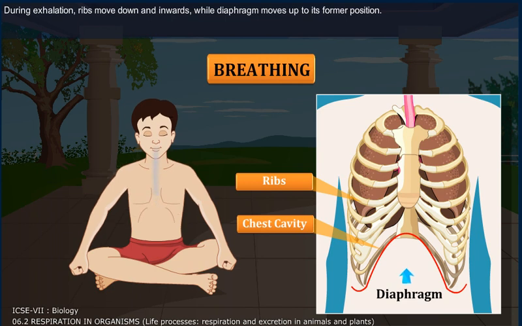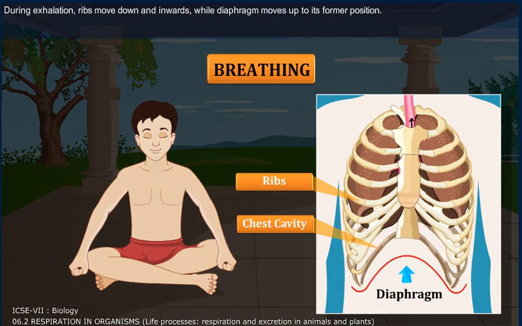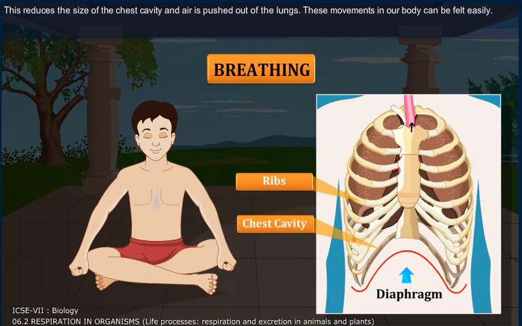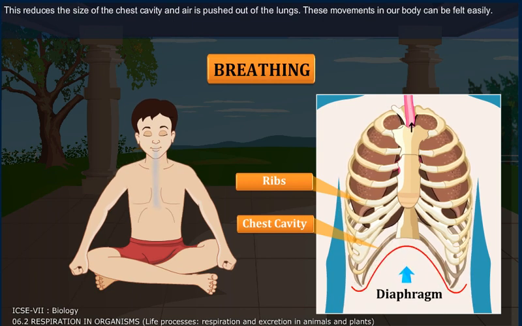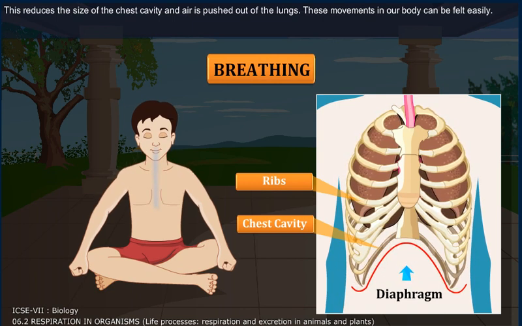During exhalation, ribs move down and inwards, while diaphragm moves up to its former position. This reduces the size of the chest cavity and air is pushed out of the lungs. These movements in our body can be felt easily.